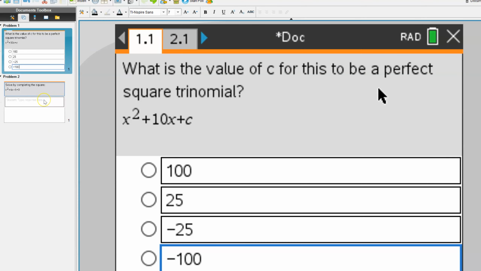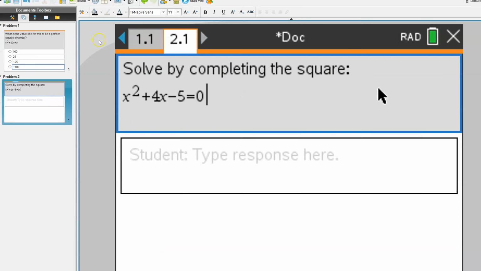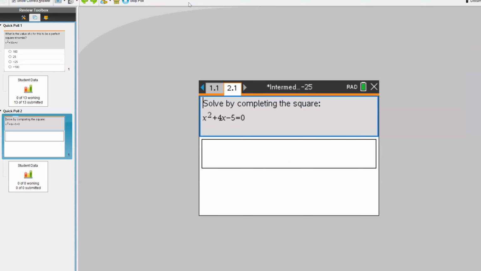So if I'm asking you what to be for perfect square, I'm sending it. I only send one at a time. All right, I'll do you a question. No? Okay. Here we go. This is being sent to you.